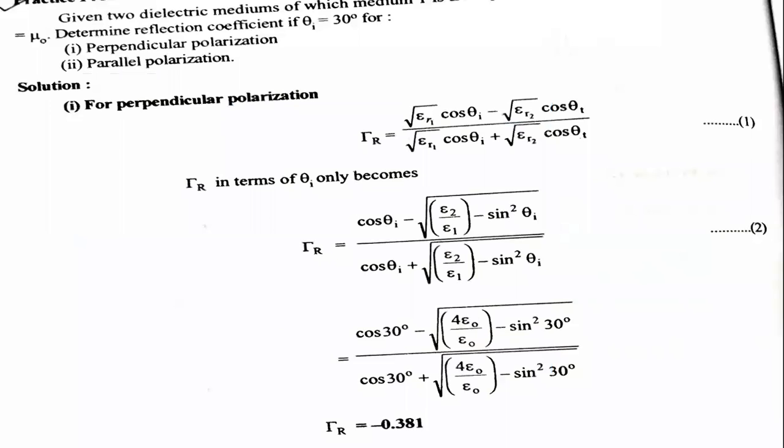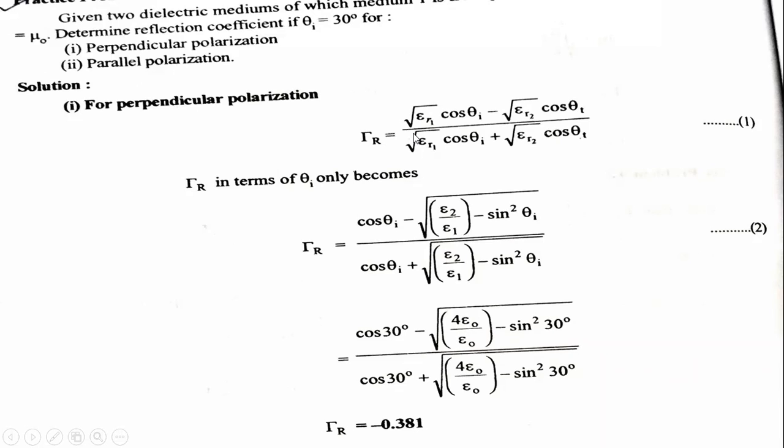Determine the mu r, epsilon 0 is equal to mu 0. Determine the reflection coefficient if theta I is equal to 30 degree. Number one, perpendicular polarization. Number two, parallel polarization. It means that on the given parameters, that is theta I, theta t, etc., you need to find the reflection coefficient. You need to calculate the reflection coefficient in the perpendicular polarization as well as the parallel polarization, in both the cases.